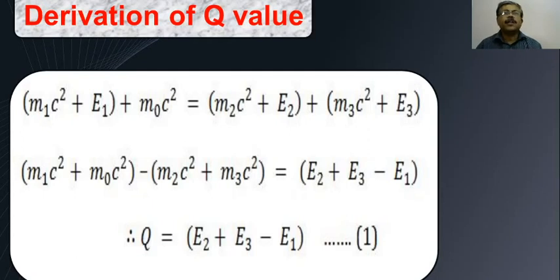Similarly, the net energy of the products will be m2c², that is the rest mass energy of the ejectile, E2 its kinetic energy, m3c², the rest mass energy of the residual nucleus, and E3 its kinetic energy. So we can see the law of conservation principle will give us this equation. Rearranging this, we can very easily come to a conclusion that the Q value, whatever we have discussed earlier, is nothing but E2 plus E3 minus E1.